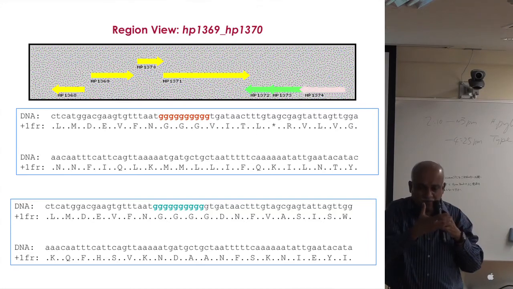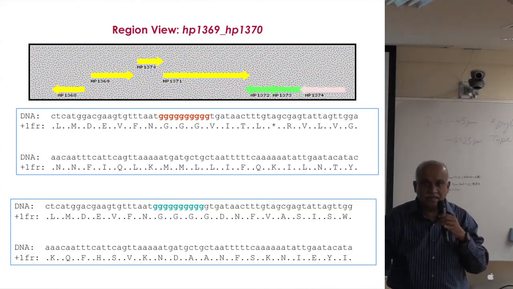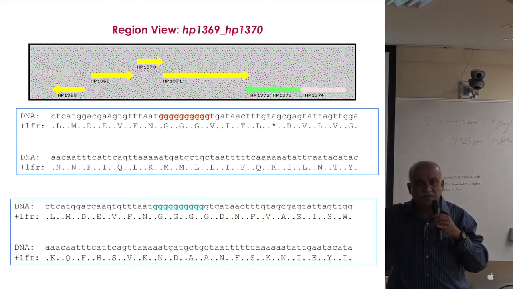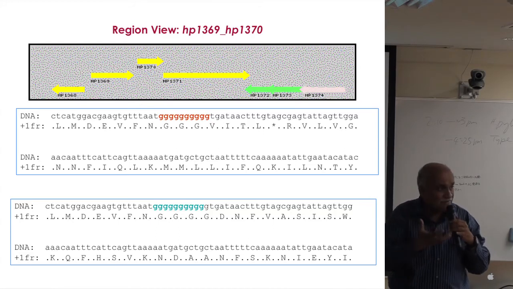But both have domains or motifs. Some motifs are in 69, some motifs are in 70. But a functional methyl transferase is not made. And if a functional methyl transferase is not made, the restriction subunit doesn't work, because this belongs to the type 3 RM system, where you require R and M coming together.